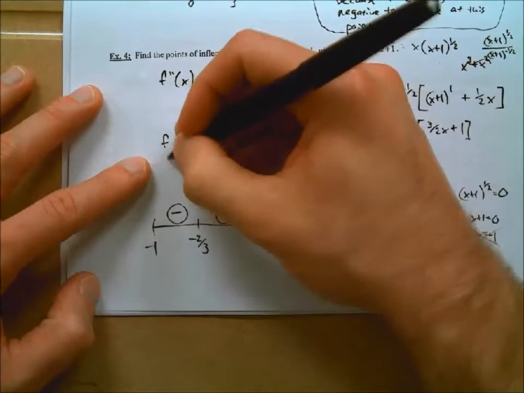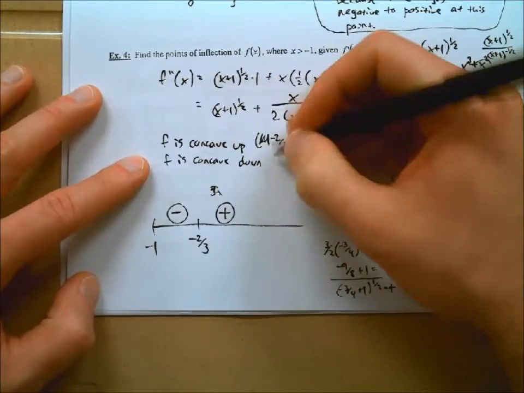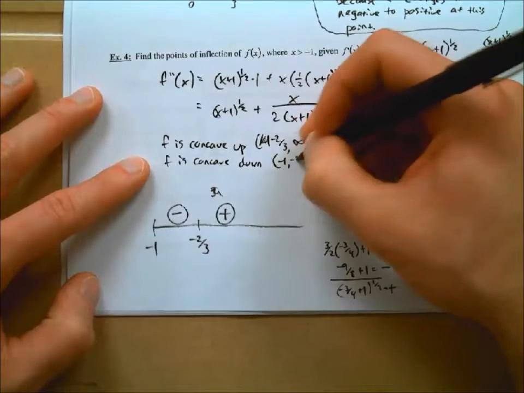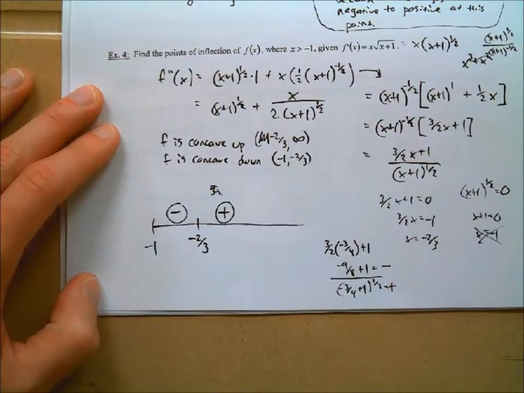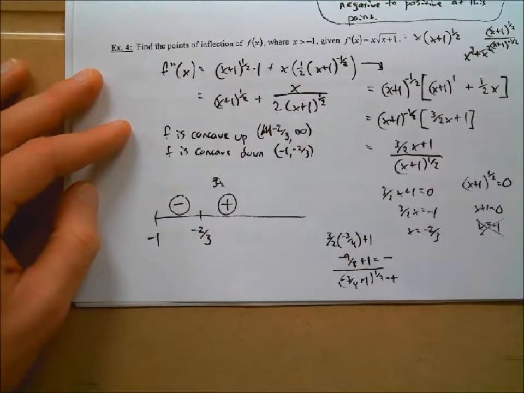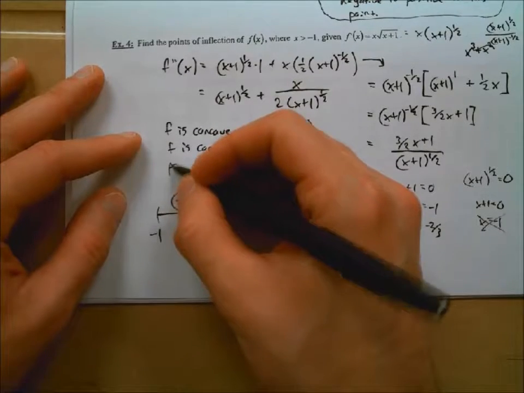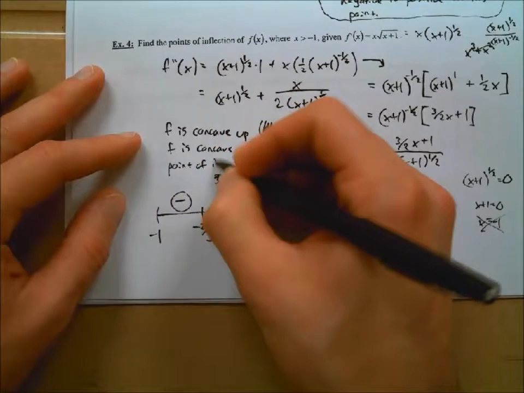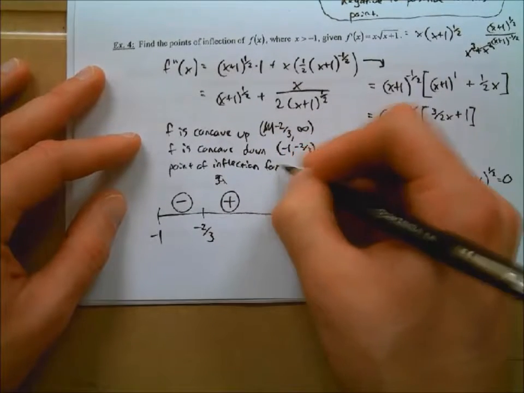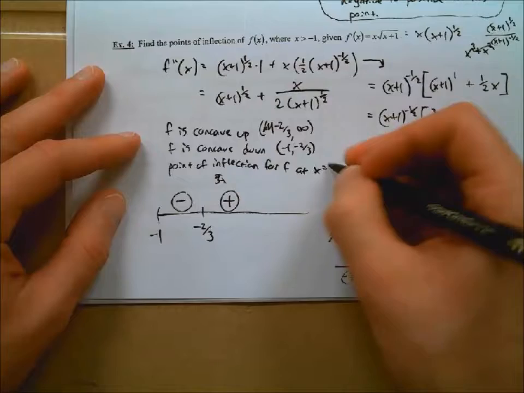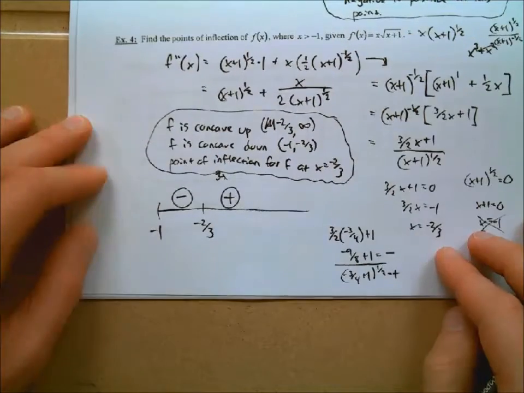f is concave down from negative 1 to negative 2/3. And so do we have a point of inflection here? Yes, we have a point of inflection at negative 2/3. Point of inflection for f at x equals negative 2/3. Huzzah. Questions on any of that?